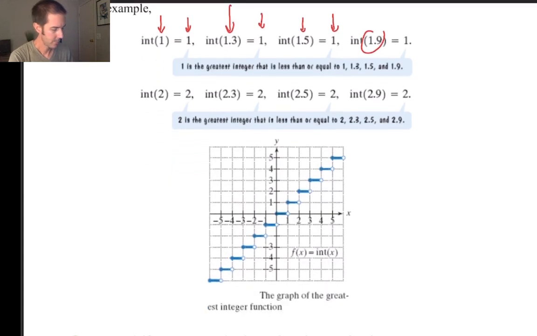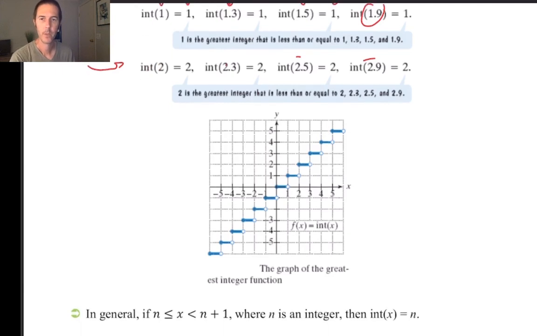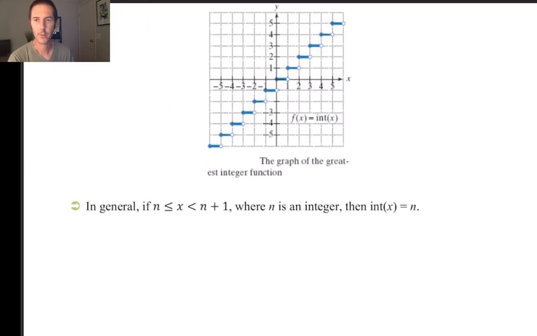So you could keep marching through that and do that with the 2's and the 2.3 and 2.5 and 2.9. It's like rounding down to the nearest integer, I think would be a good way to describe it. 2, however, you don't have to round that down. It's already there. It's 2.0. And the graph, you can see, ends up being another step function.